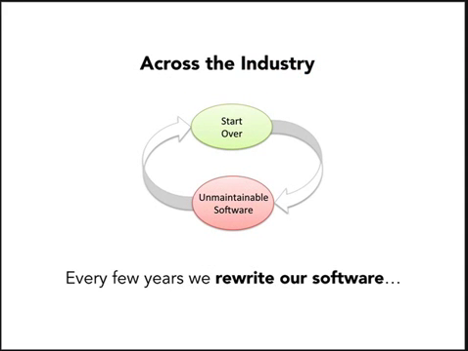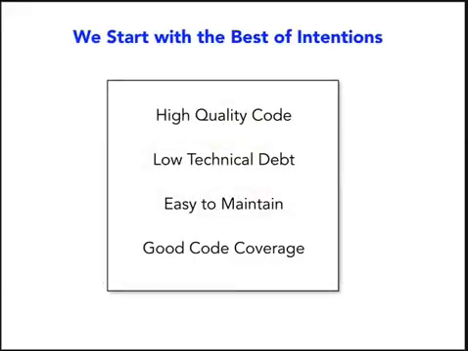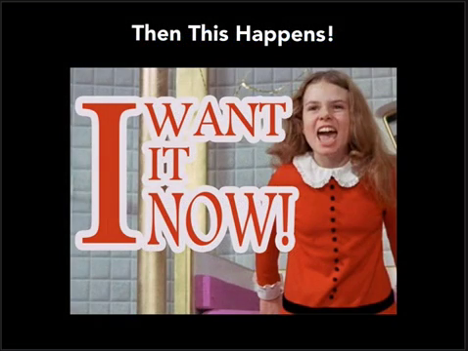So across the industry, you see this pattern where every few years we end up rewriting our software over and over again after driving one project after another into the ground. So why is this happening? We always start with the best of intentions. We're going to write high quality code that's low in technical debt, easy to maintain, and of course it's got to have good code coverage. And then this happens. We've got this business pressure and urgency to deliver features as fast as we can, and things just start to unravel.